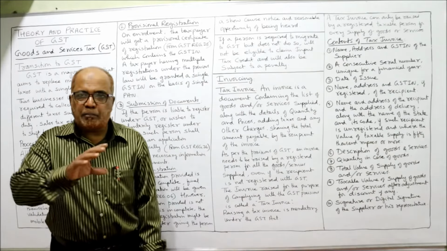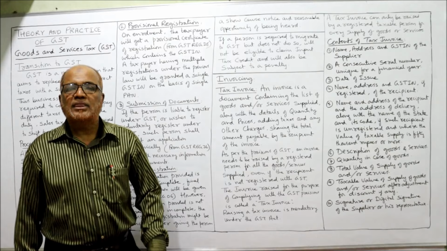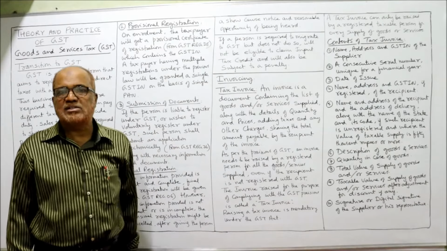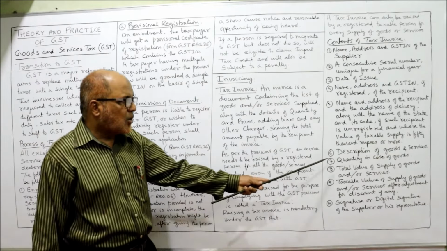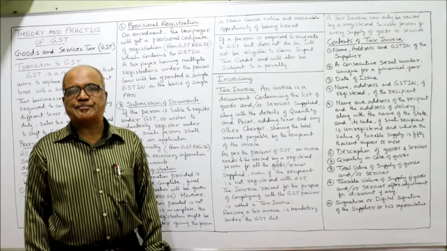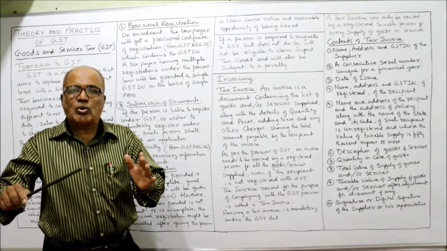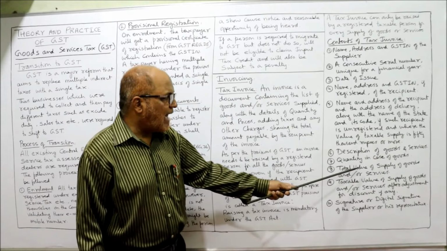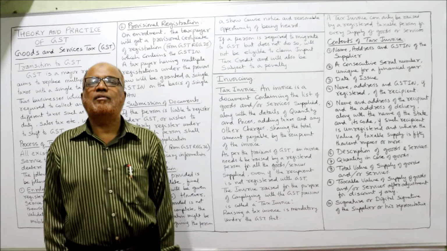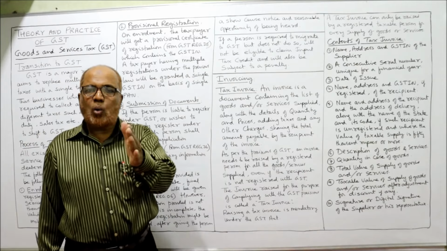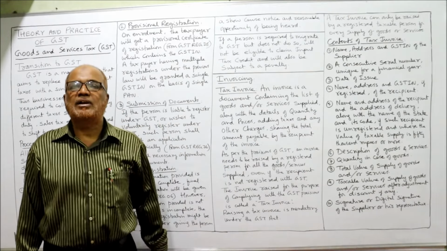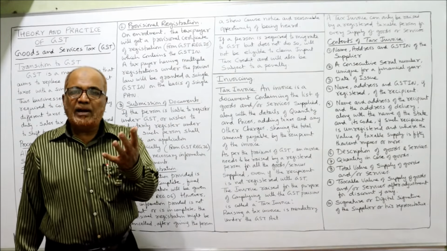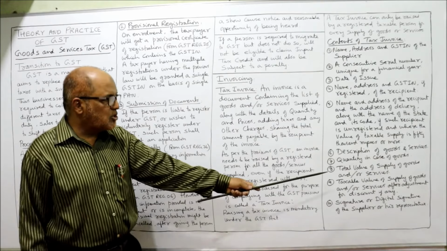Next one, description of the goods and services. The details of the goods and services supplied should be specified. Quantity in case of goods: how much goods have been supplied must be specified. Total value of supply of goods: when we multiply the quantity with price, we get the value. The complete value of the goods supplied must also be shown.